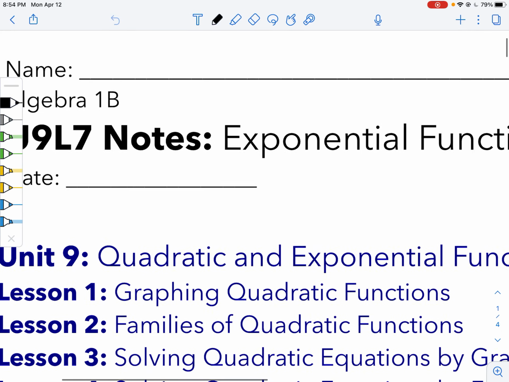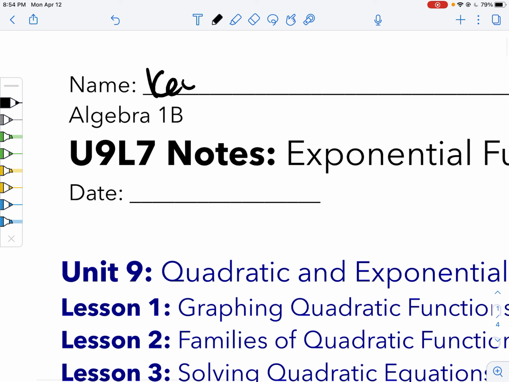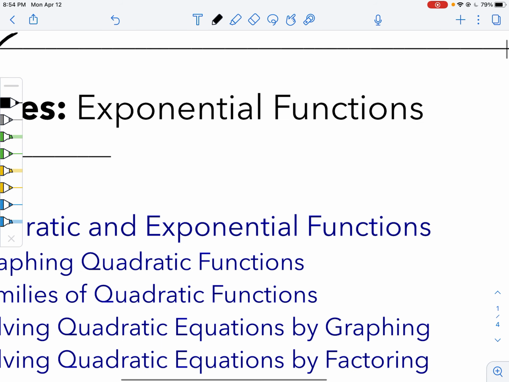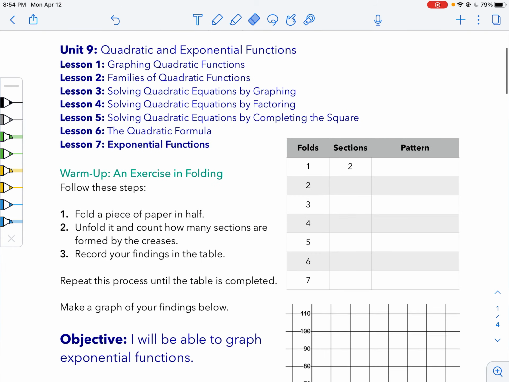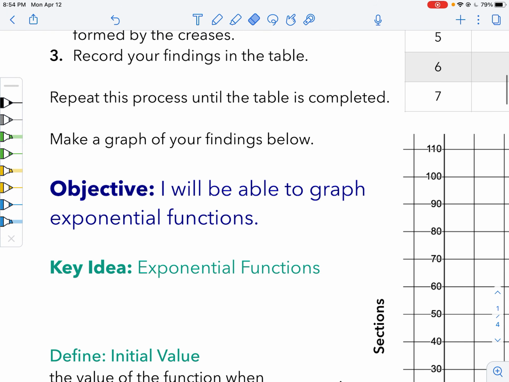Hey guys, welcome to your Unit 9 Lesson 7 notes on exponential functions. Today we're going to put the fun in function. Haha, okay, anyway. By the end of the day, you will be able to graph exponential functions.